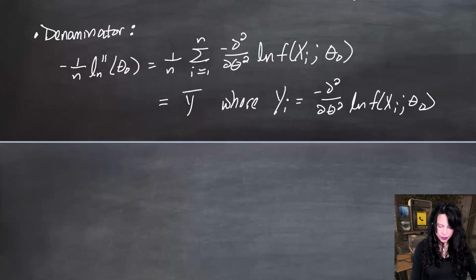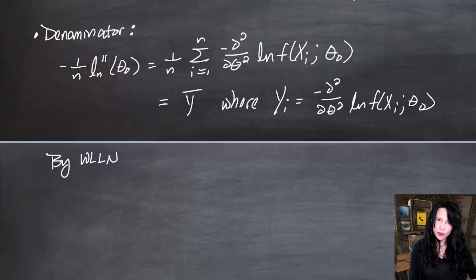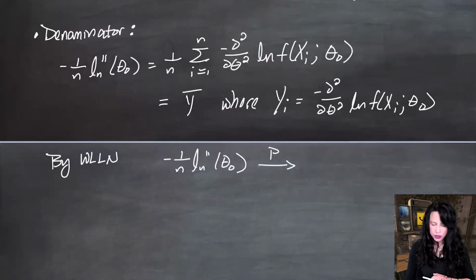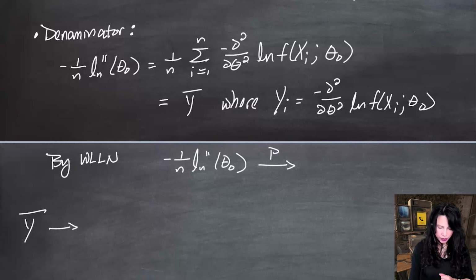And so by the weak law of large numbers, assuming that the variance of one of the terms is finite, which is a Fisher information term, which we're assuming, which should be finite, or none of this makes sense, this converges in probability to the mean of one of them. This is me trying to say that y bar converges in probability to the mean of one of them.